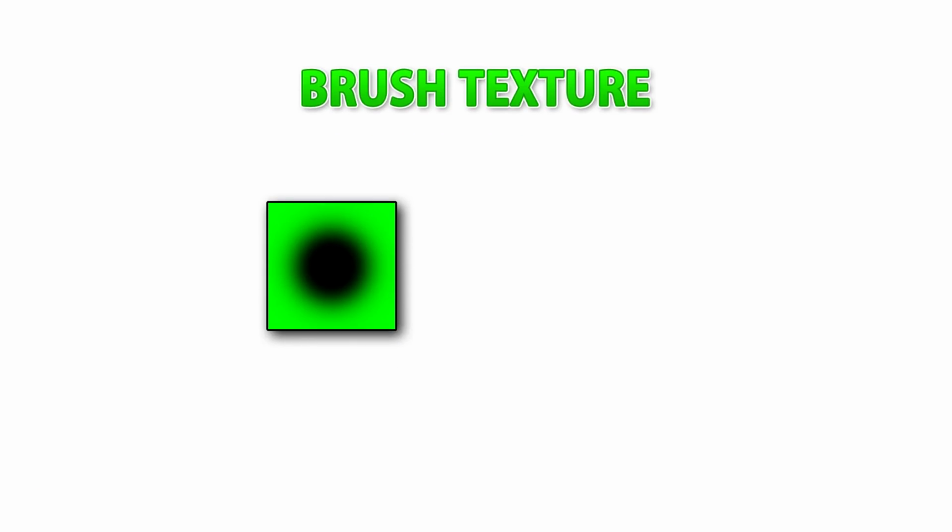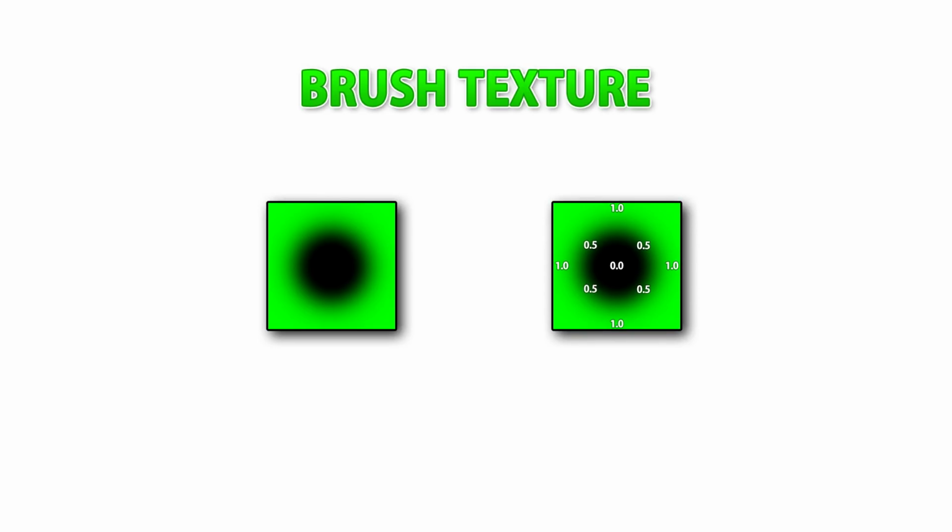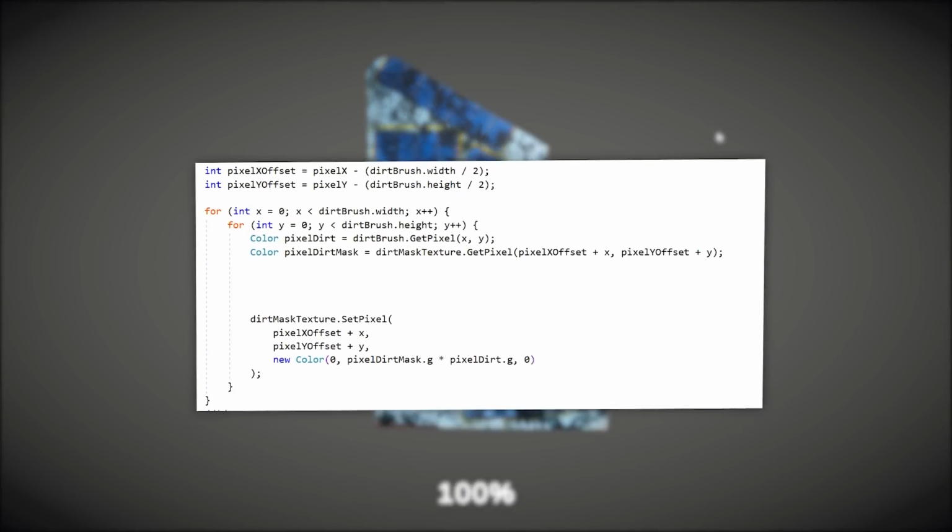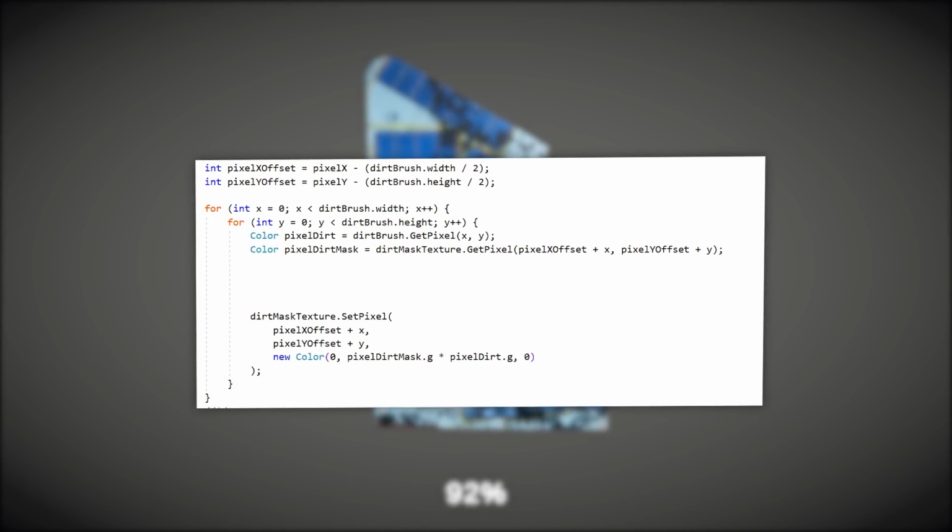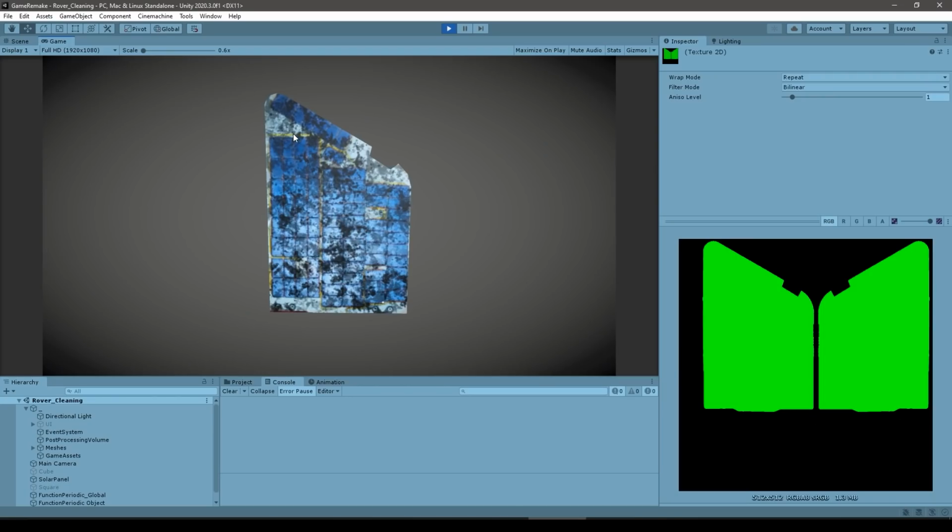In this case, I made one with black in the middle and green outside, meaning that in terms of numbers, it has zeros all the way down the middle and one on the outside, so this makes it perfect for some multiplication. You just cycle through the whole brush, grab the pixel color on that position on the brush, then you grab the pixel color of that position on the dirt mask, and just multiply them both. With that, now when the player clicks, you have a nice smooth area.